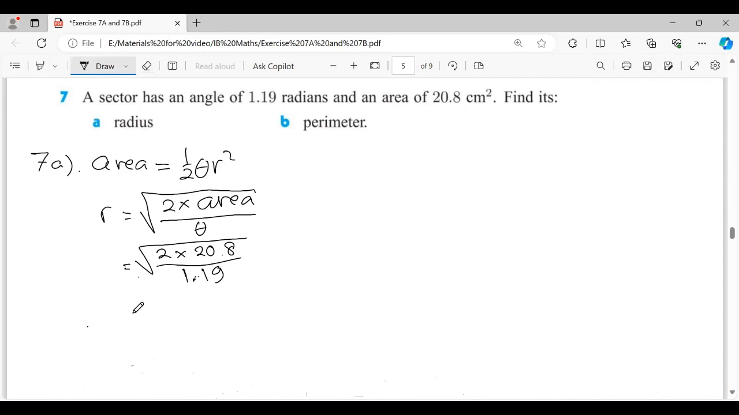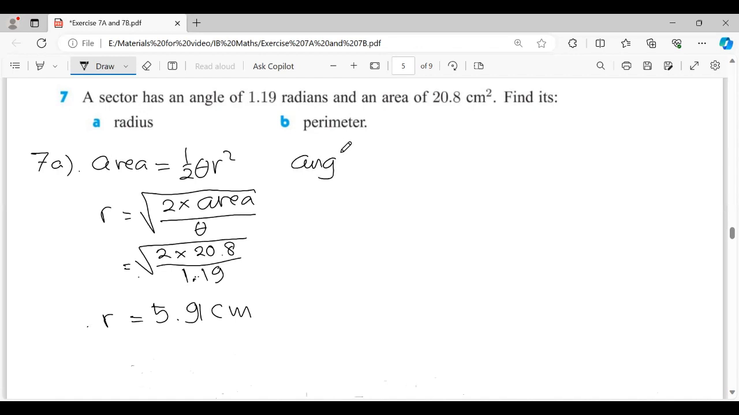And with calculator, it's going to be 5.91 centimeters. And next, find the perimeter. Okay, that's for radius. So radius equals 5.91 centimeters. But we have to find the angle first.